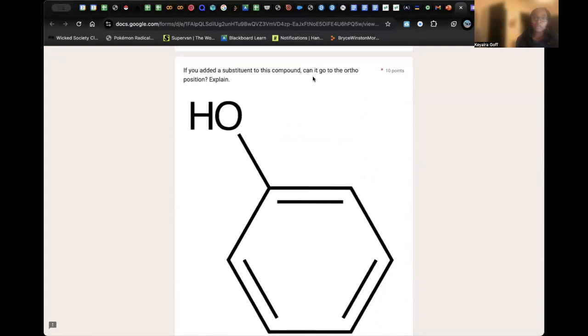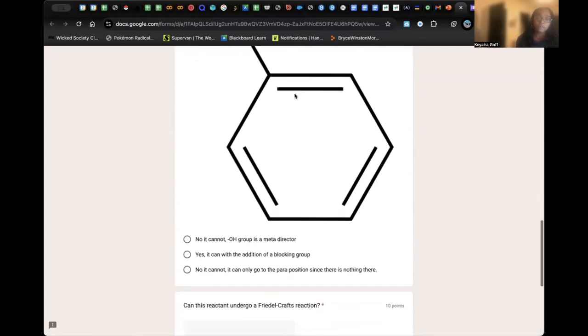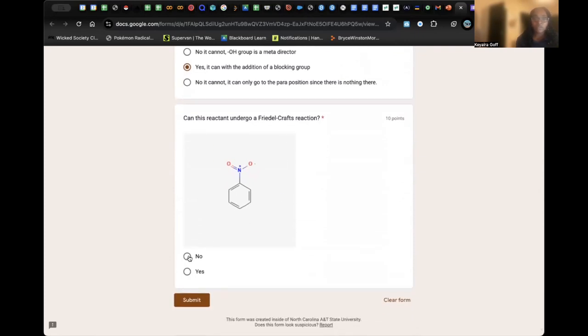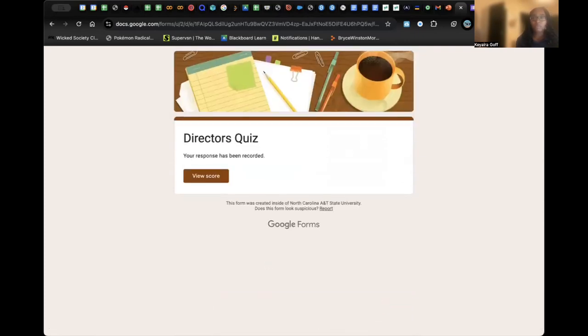If you add a substituent to the compound, can it go in the ortho position? Yes, it can with the addition of a blocking group. And can this reactant undergo a Friedel-Crafts reaction? If you said no, then you will be correct. Good job.